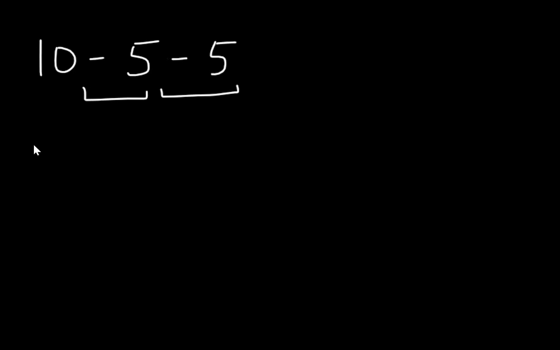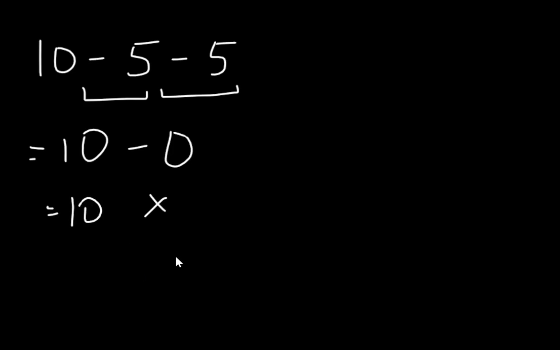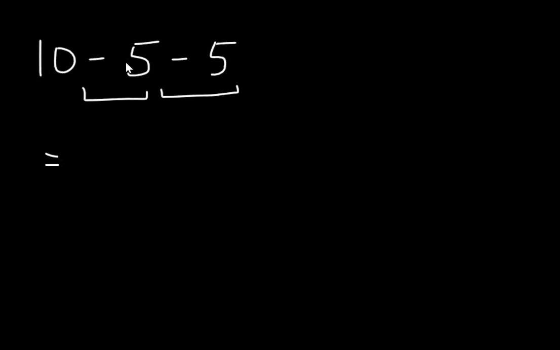If you were to do this side first, you would get 10 minus 5 minus 5, and you get 10. The correct way to do this would be from left to right. 5 is 5, minus 5 is 0. Keep that in mind when doing the subtraction. You'll learn exponents in 2 weeks, I believe, or 1 week. I don't know.